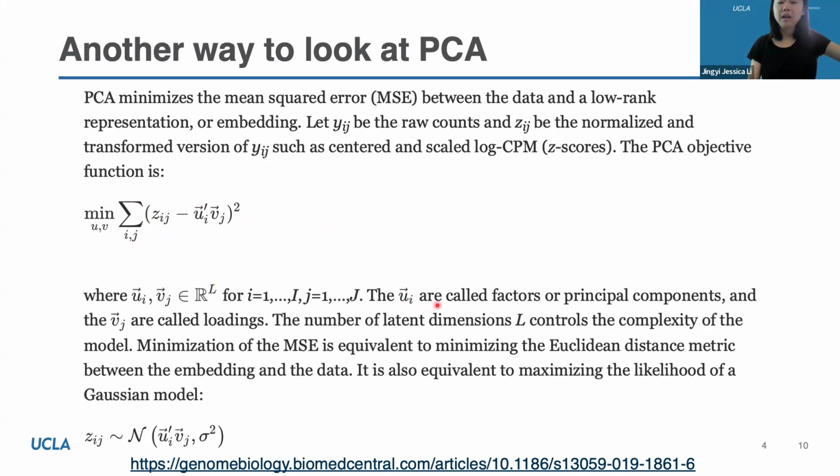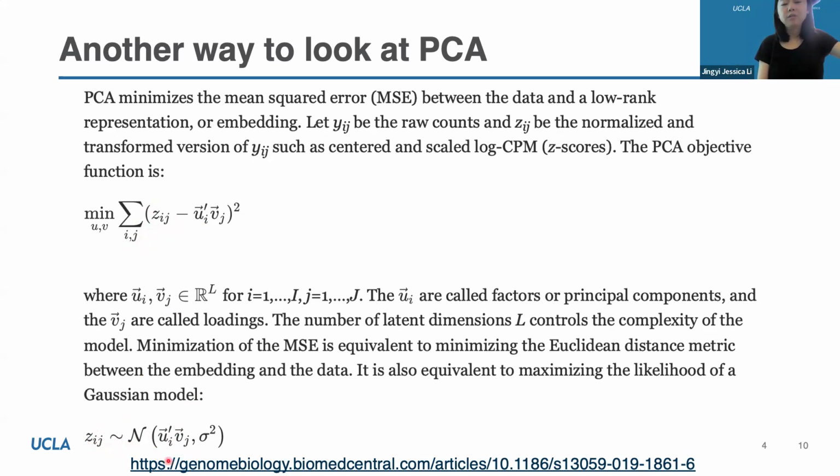Okay, Ui and Vj are called factors, the scores we're talking about, and L controls the complexity of the model. Minimizing the MSE is equivalent to minimizing the Euclidean distance metric between the embedding and the data. So they call this embedding, they call this data. It's also equivalent to maximizing the likelihood of a Gaussian model. This is the new perspective we didn't cover, because we talked about two things: maximizing the variance, minimizing the reconstruction error, and this is still minimizing the reconstruction error. But we can interpret it as the Gaussian model.